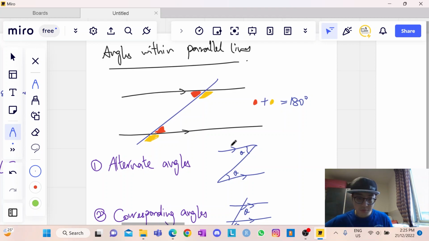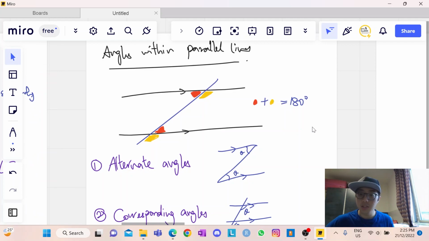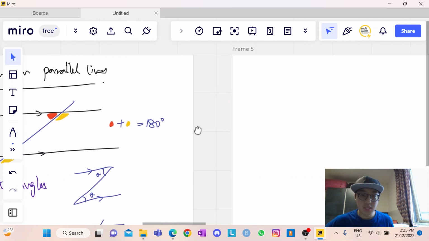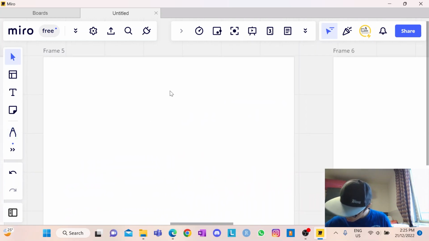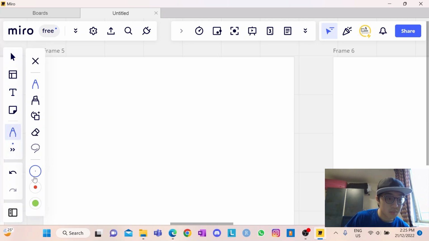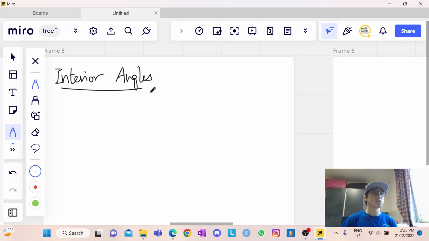So with this, we are done with the angles between parallel lines, and we're going to move to the last part of the video today, which is to talk about interior angles. Let me write down interior angles. So what are interior angles? Interior angles are the angles within a shape.